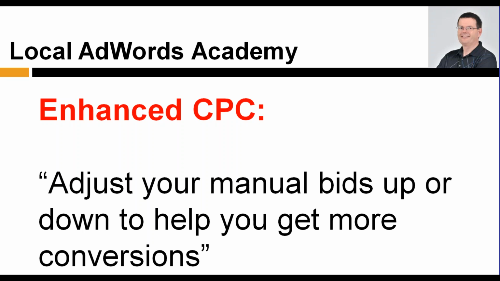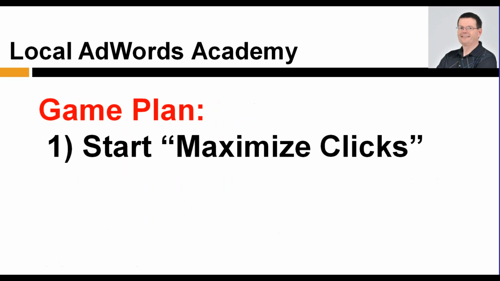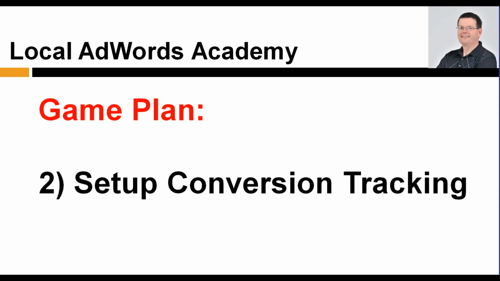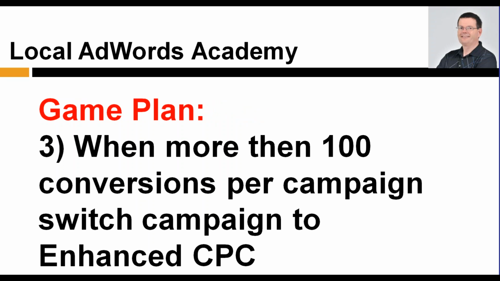But first you need 100 data points from the last month in order for Google to make a good adjustment. So start with maximize clicks, set up conversion tracking, and then when you have more than 100 conversions per campaign per month, switch the campaign to enhanced cost per click. So that is just what you want to remember. Follow those steps and you're good.